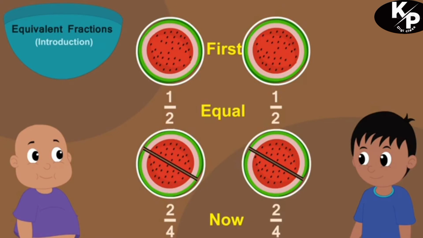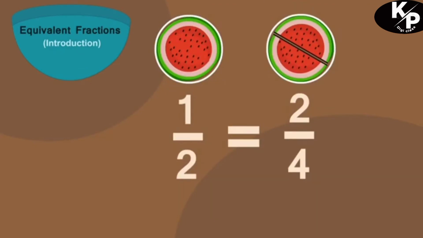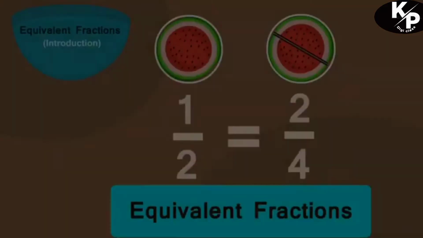And because the amount of watermelon they are getting is still the same, we can write that the fraction 1/2 is equal to the fraction 2/4. Such fractions that are equal are called equivalent fractions.